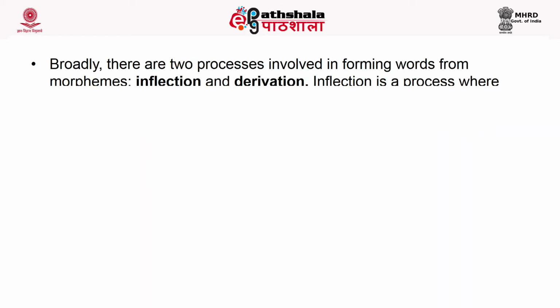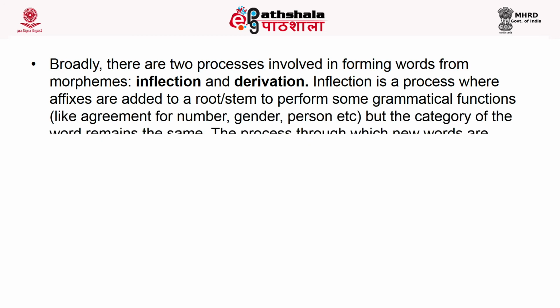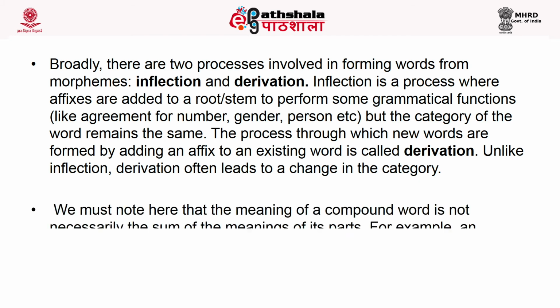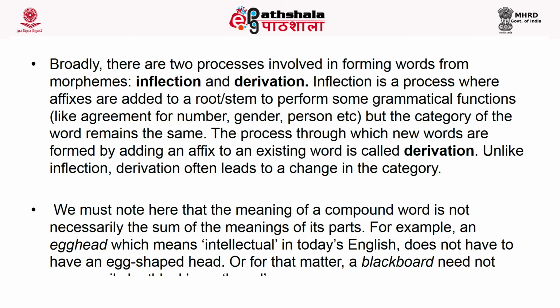There are two basic processes of word formation: inflection and derivation. Inflection. Suffixes are added to a root to perform some grammatical functions like agreement for number, gender, person, tense, etc. But importantly, the category of the word remains the same. For example, walk plus ed, we get walked. Tree plus s, we get trees. But walk in the past tense remains a verb. Tree in plural remains a noun. The category has not changed.